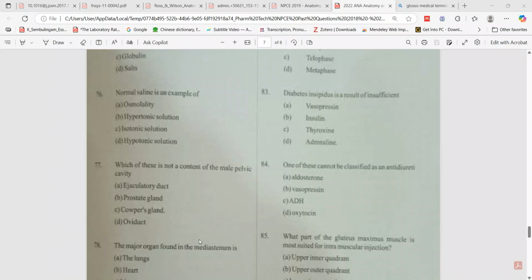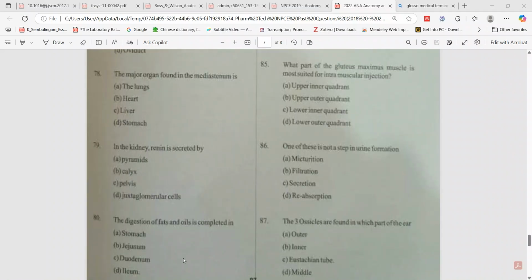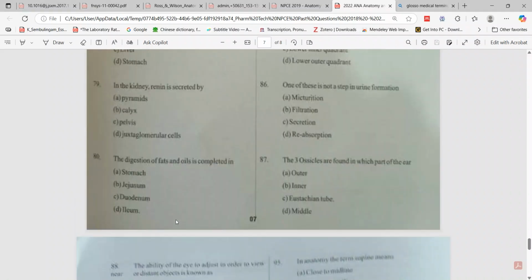Excellent. 85. What part of the gluteus maximus muscle is most suited for intramuscular injection? Upper outer quadrant. One of these is not a step in urine formation. Maturation is the answer, because that's the heart of urinating itself. Yes. The three ossicles are found in which part of the ear?